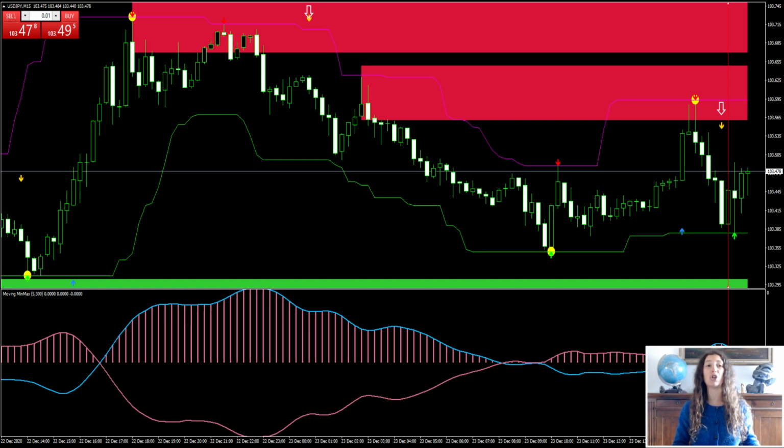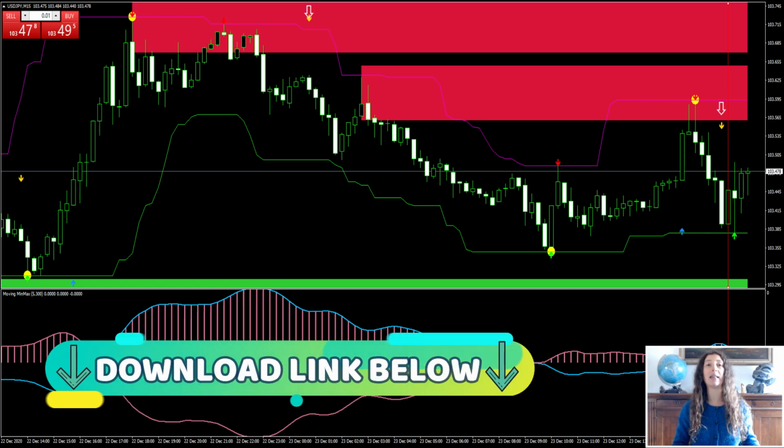Exit the position at the level of support or resistance, or when the Moving Min and Max changes direction. Place an initial stop loss below or above the support or resistance zone. Examples of trades on MT4 and MT5.